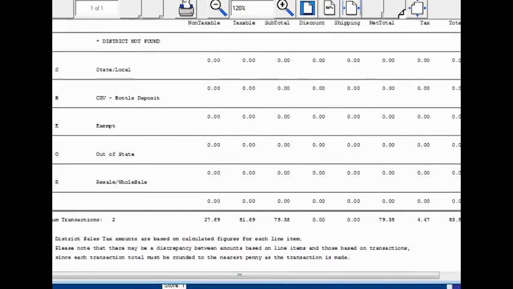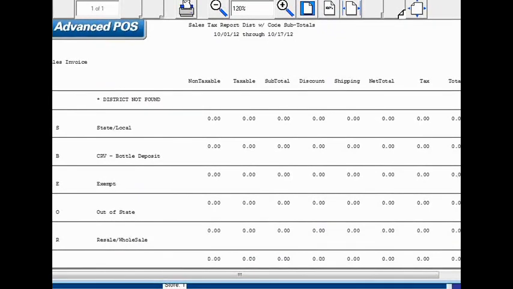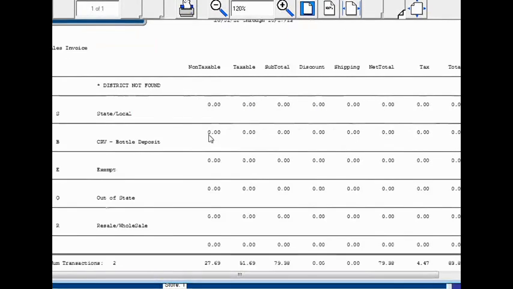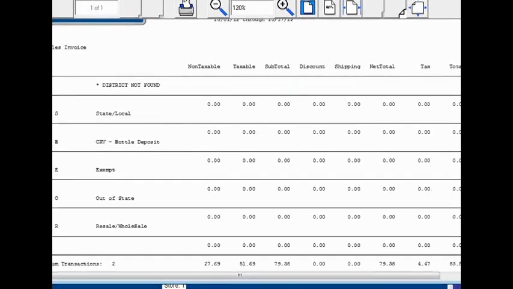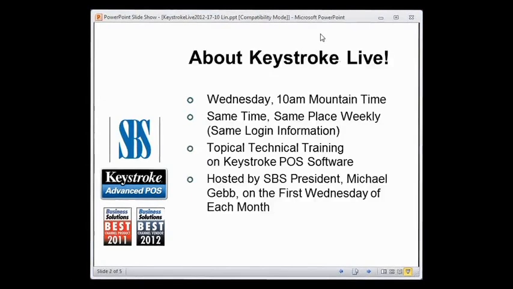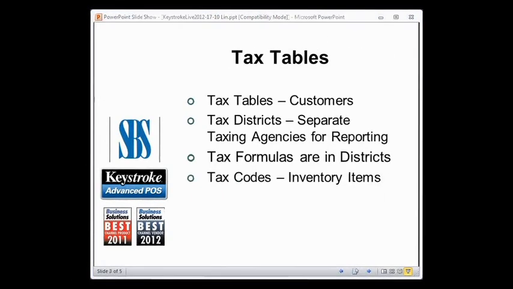I'm going to have to check on this because it's not giving us our amounts here, but theoretically you'll see for your districts, your state and local, notice it totals it up here very well at the bottom. I may be missing a setting here, but it's showing each of your districts and the amount of tax paid. So let's go back to our little PowerPoint presentation, and we're going to do a little review here. And then I'm going to open it up for questions.